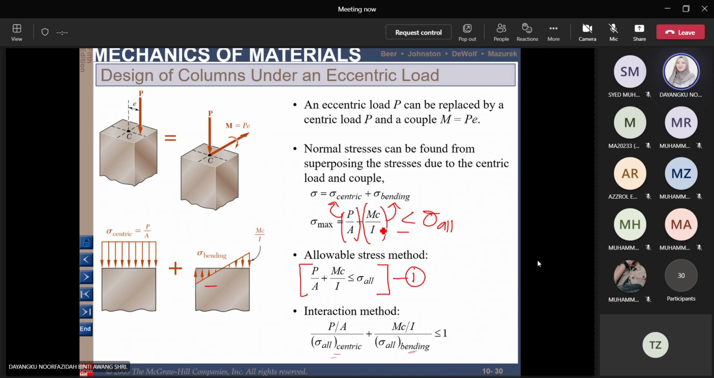And if we have both stresses introduced, then we can use the interaction method, which is specified here. We will have P over A divided by the allowable stress for the centric loading only, plus MC over I divided by the allowable stress from bending only. And this value should be less than or equal to 1. If the question specifies directly to use the allowable stress, then you need to use the allowable stress. If not, we can use either one.